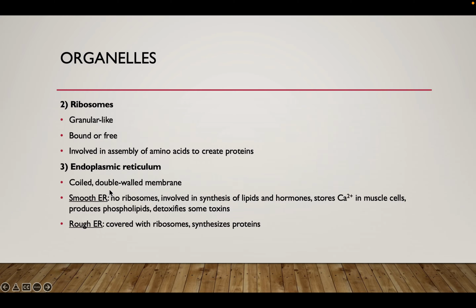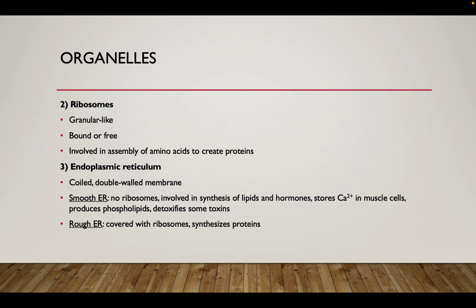We have endoplasmic reticulum. Endoplasmic reticulum is this double membrane coiled organelle. It exists in two forms, smooth and rough. What makes one smooth and what makes one rough is the presence or absence of ribosomes. So we set up here that they can be bound. If they are bound, that makes it a rough ER. If an ER has no ribosomes bound, it is smooth.